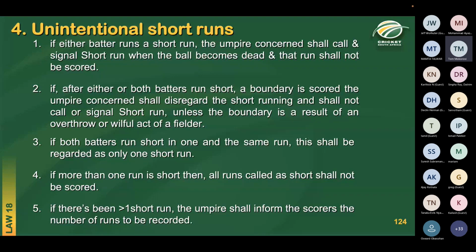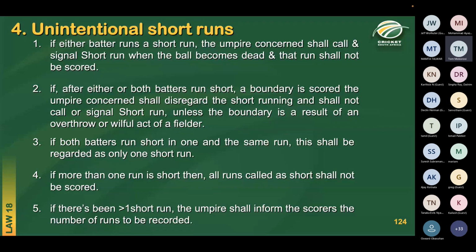So let's just picture that in our minds. The striker and the non-striker turning for the first run, both turn short, but both complete the second run. The umpires will, between them, realize that the same run was run short, so only 1 run must be short and 1 run shall be scored. How do you communicate to the scorers that 1 run is scored? If only 1 run is short, the scorers will have seen that 2 runs were attempted, and the signal of short run means 2 minus 1 is equal to 1 run scored.